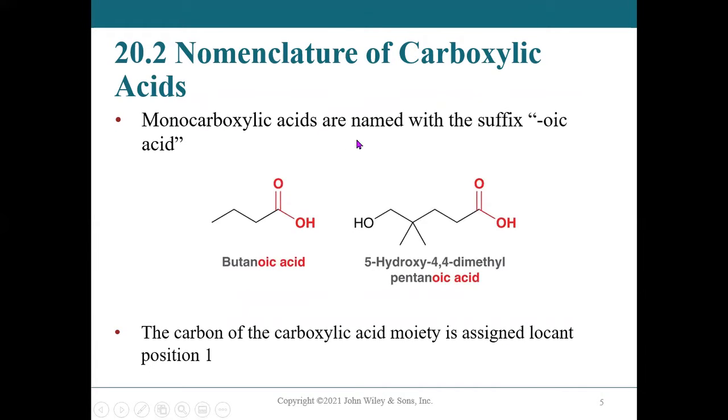Monocarboxylic acids are named with the suffix -oic acid, for example butanoic acid, and this is 5-hydroxy-4,4-dimethylpentanoic acid. The carbon of the carboxylic acid moiety is assigned locant number 1. So number 1, 2, 3, 4, 5.